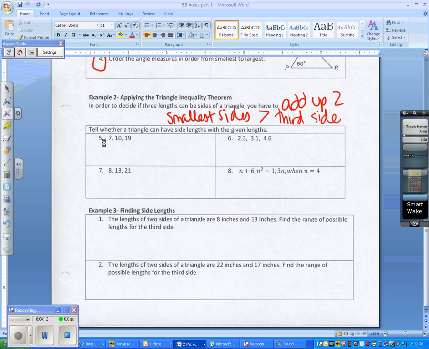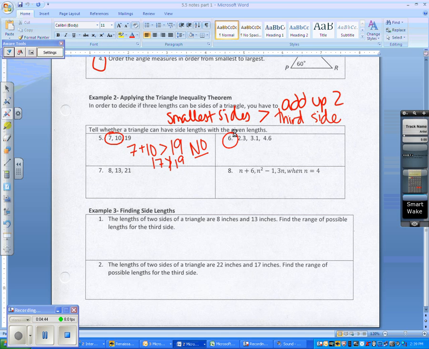Okay, so this one's pretty straightforward. For example, if I give you side lengths of 7, 10, and 19, whatever, inches, miles, feet, and I wanted you to make a triangle, in order to tell if you can even make a triangle, you take the 2 smallest sides, so 7 and 10, and they have to add up to be bigger than that 3rd side. So 7 plus 10 is 17. That is not bigger than 19. So no matter how hard you tried, you could not make a triangle. So no, this would not make a triangle.